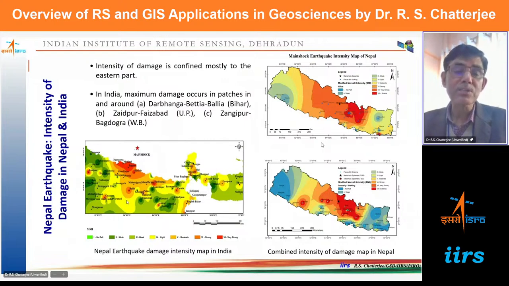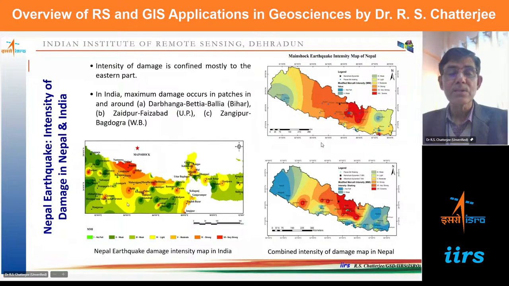What are the geological structures? What is the thickness of the soil there? What is the depth of the groundwater there? Whether there is a ridge or there is a valley, isn't it? What is the material composition? The loose materials or the hard rock? So all together are responsible for this differential damage. In some areas more damage, some areas less damage.